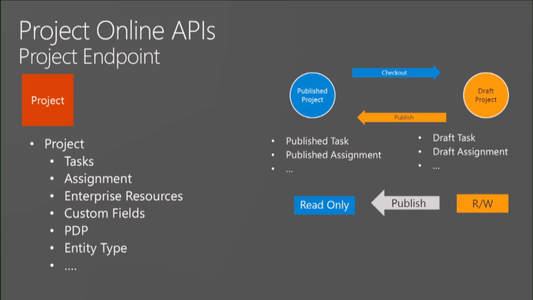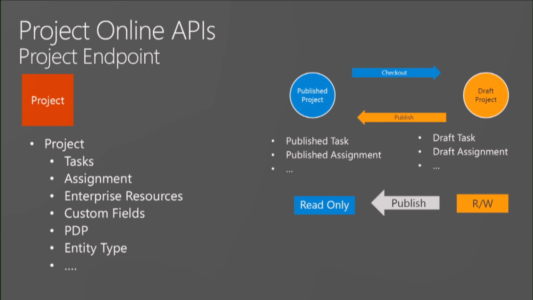If you look at the top right, the flow that most of you are familiar with is you take a published project, you check it out. When you're finished working on it, you publish it back, and then that becomes a new published version. In the APIs, there's a mirror of most of the objects. So there is a published task, a draft task, a published assignment, and also a draft assignment.